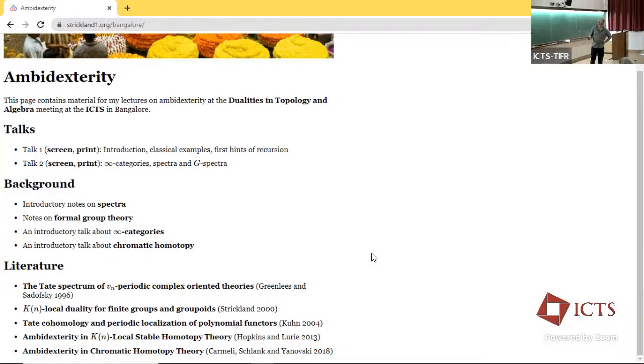So I'm going to be using slides. My slides are on the web here; you can see it's strickland1.org. Slides, first couple of talks. There are also various background documents that you might find useful here.